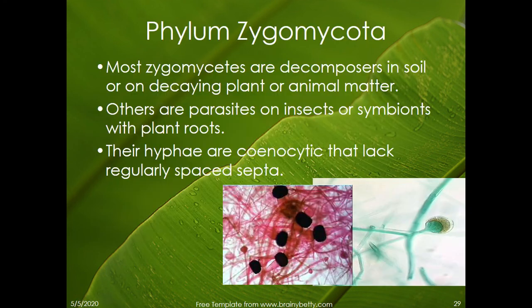This phylum is also a decomposer of decaying plants and animals, and also lives in some insects, and their hyphae are coenocytic hyphae. Remember, coenocytic hyphae do not have cell walls that divide them into compartments.